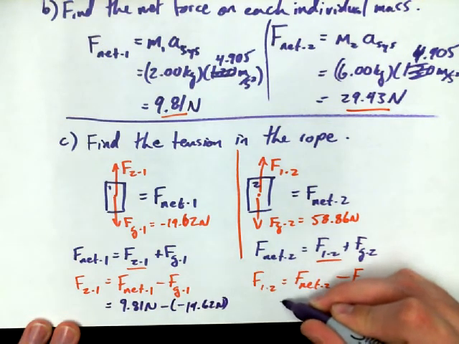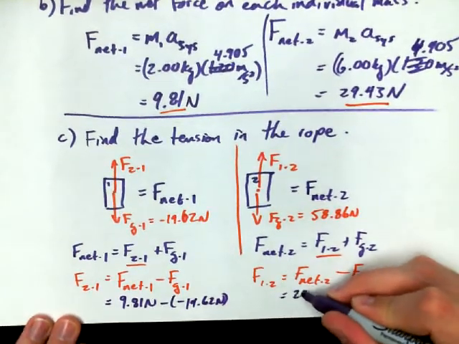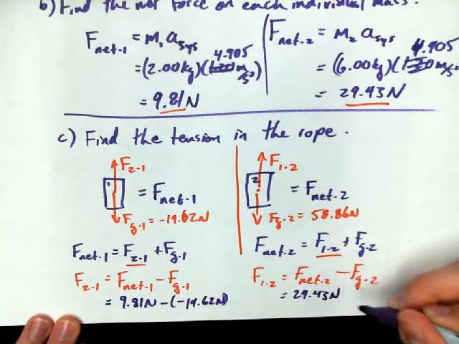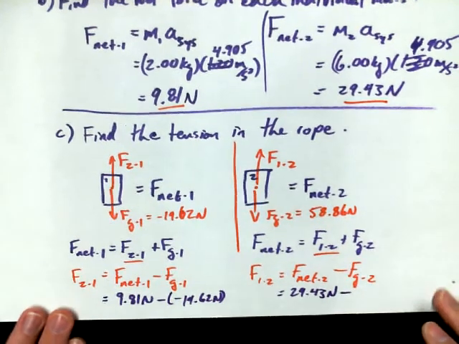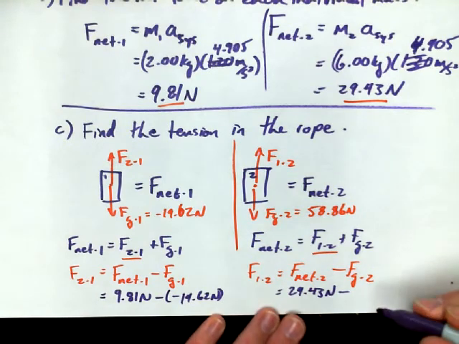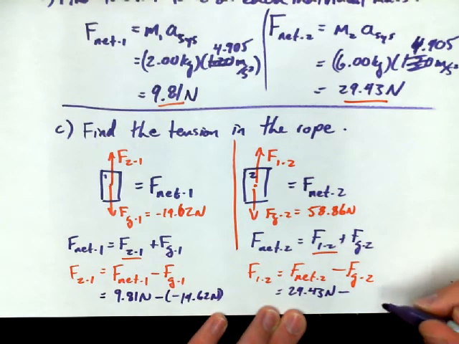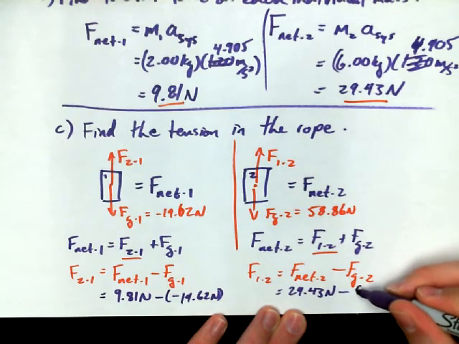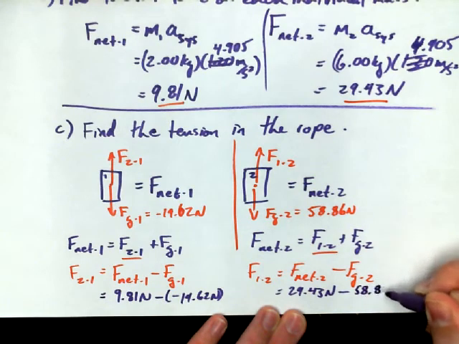And over on this equation, we're saying Fnet2, 29.43 newtons, minus 58.86 newtons. And I'm only solving this in parallel so that I can show a common result at the end, okay? Obviously, you wouldn't necessarily solve things in parallel like this. I'm doing this for comparison's sake.